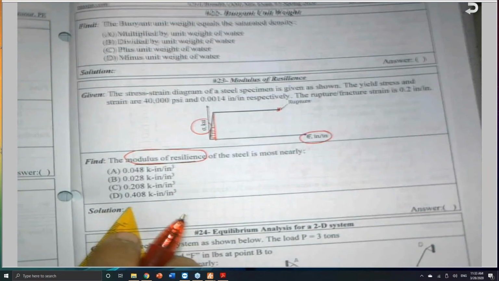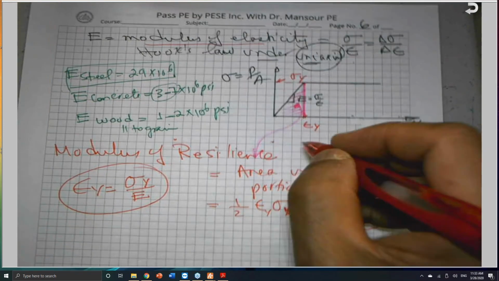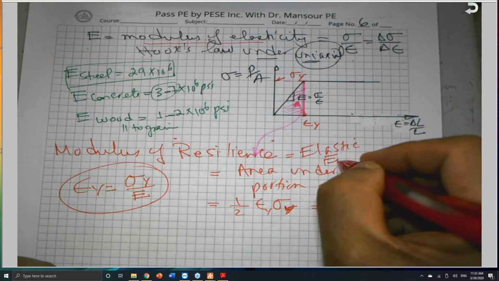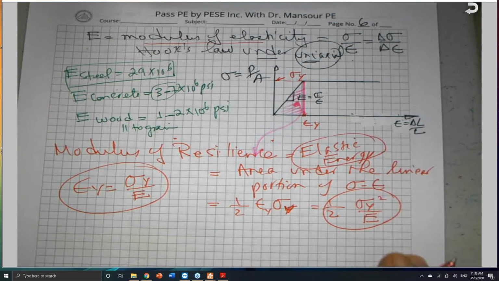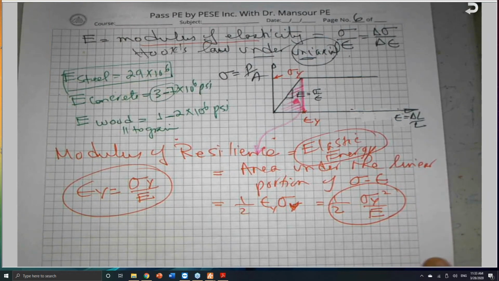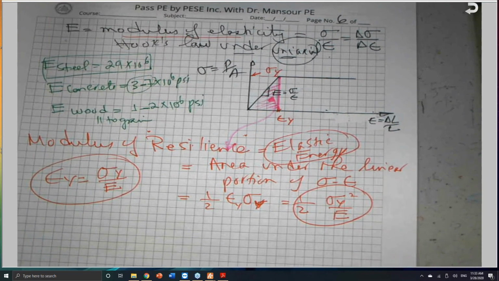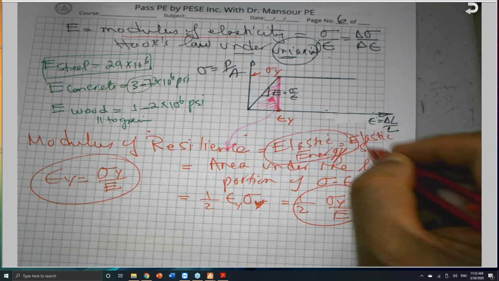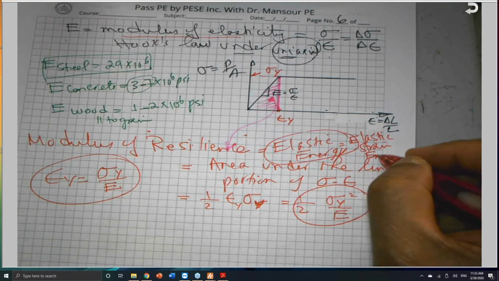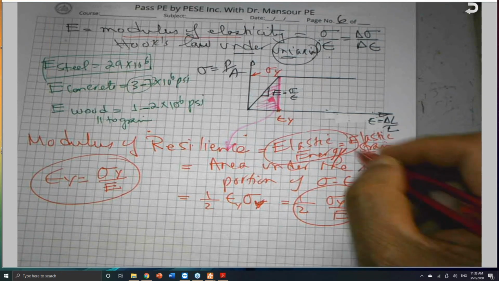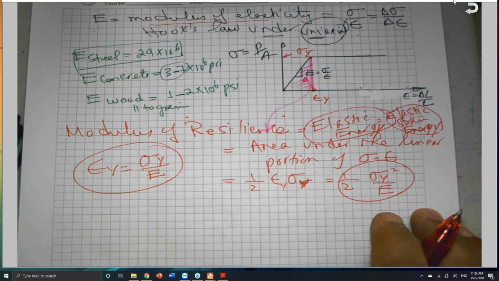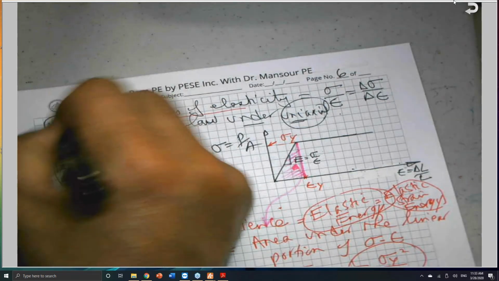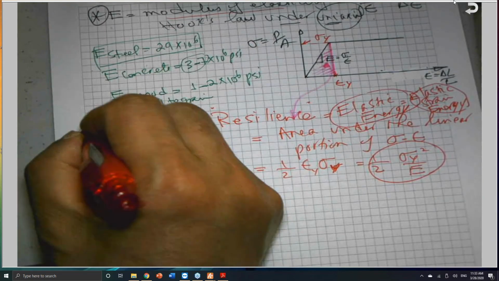This one here does have a name. It's called elastic energy, or modulus of resilience. It's the energy under the linear portion, or the energy during the elastic stage. Sometimes we call it elastic strain energy. So this is the modulus of elasticity, and this is the modulus of resilience.